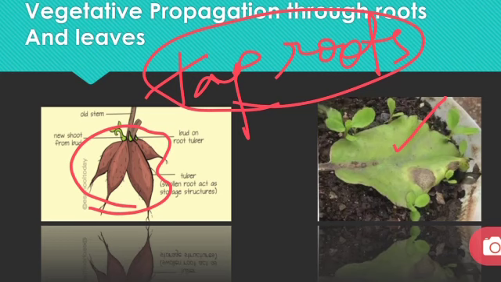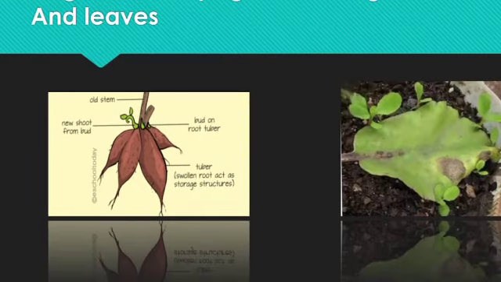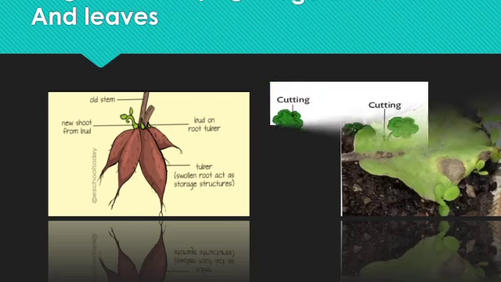Now next type is the propagation taking place through leaves. This is a leaf of bryophyllum, in which we can see the edges of the leaf have given rise to new plants. So this way a single leaf gives rise to many plants. So these were all types of natural vegetative propagation, the methods which nature suggests for growing new plants.